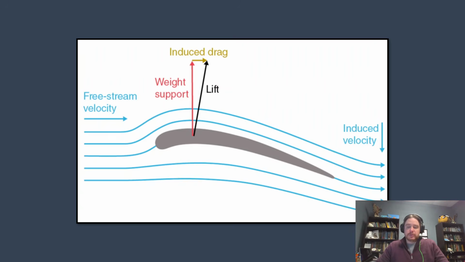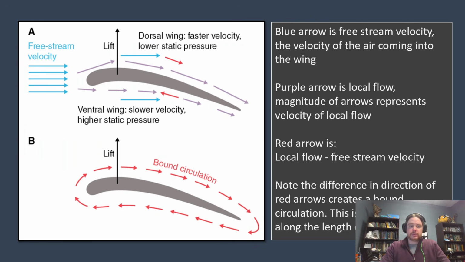The nuances of that are a bit more technical, but let's see if we can understand those. Here we have free stream velocity coming in, and then we have to understand what some of these arrows represent. So you have purple arrows, and you see the purple arrows are different sizes. The purple arrows are the local flow. That's the flow right around the airfoil, right around the wing. And you see those arrows are different magnitudes. In other words, they're different lengths. The ones above the wing are bigger arrows, and the ones below the wing are much smaller.